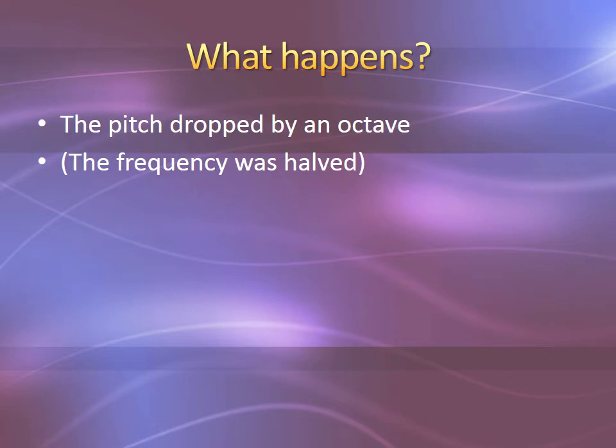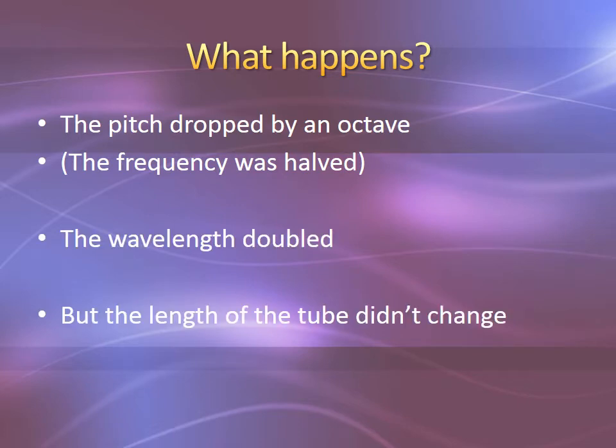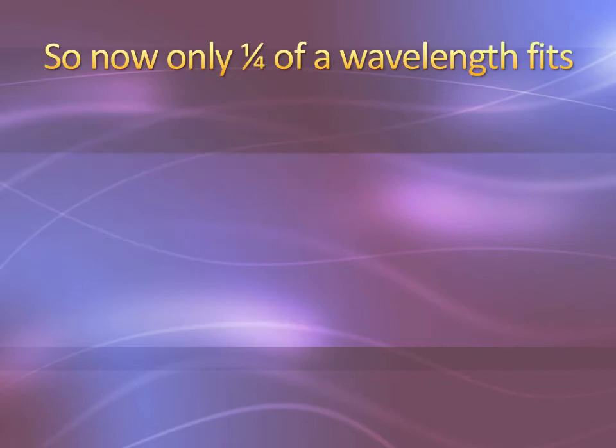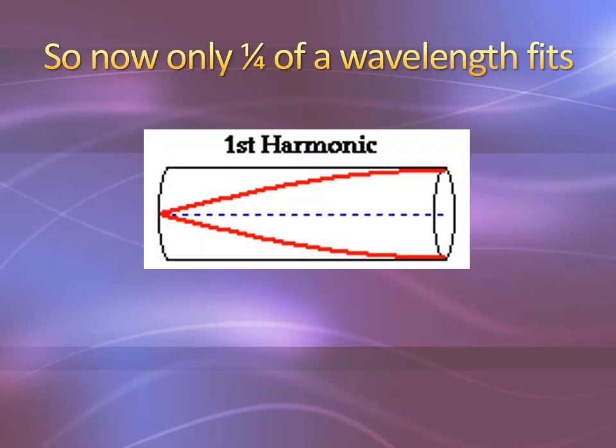So if my frequency is halved, my wave speed has not changed because the medium hasn't changed. Therefore, my wavelength has doubled. But the length of the tube did not change at all. So that's going to lead us to a different looking picture. Now, only a quarter of the wavelength fits in the tube instead of half. So it looks something like this.